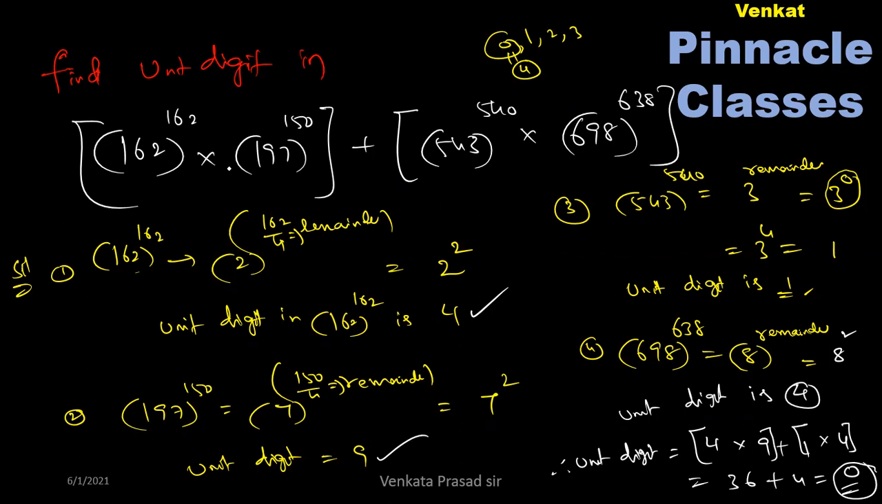I'm giving a question challenging anyone. See, it's a very funny question. Find the unit digit in (1^2)^3... Just a minute. Yeah. Who will say the answer?